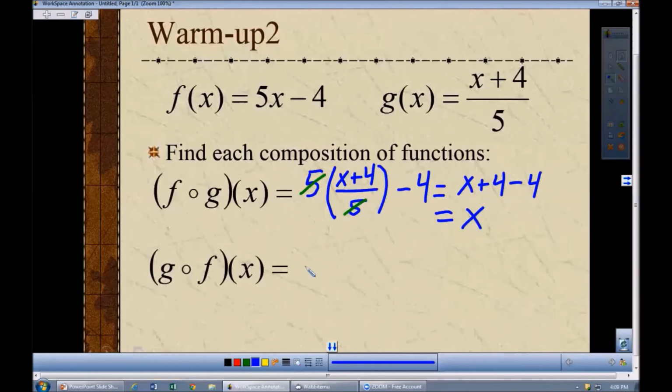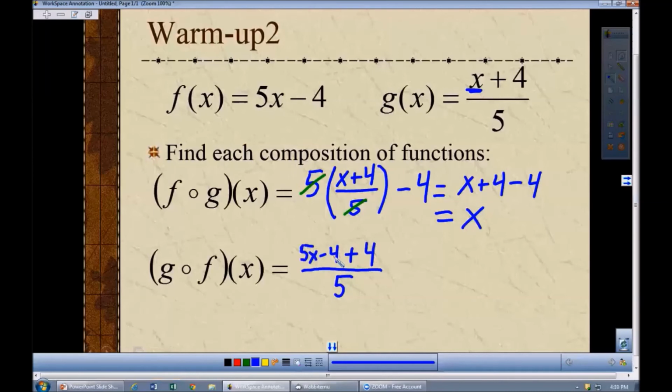Let's see what g composed with f is. So I'm going to write g of x, and everywhere I see x, I'm going to replace it with the expression 5x minus 4. So I take 5x minus 4, where we see this x, then we have plus 4, and it's all divided by 5.